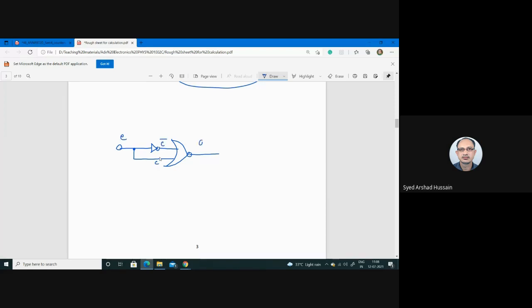So this is your output. Let's draw how it looks. So this is the clock pulse C.